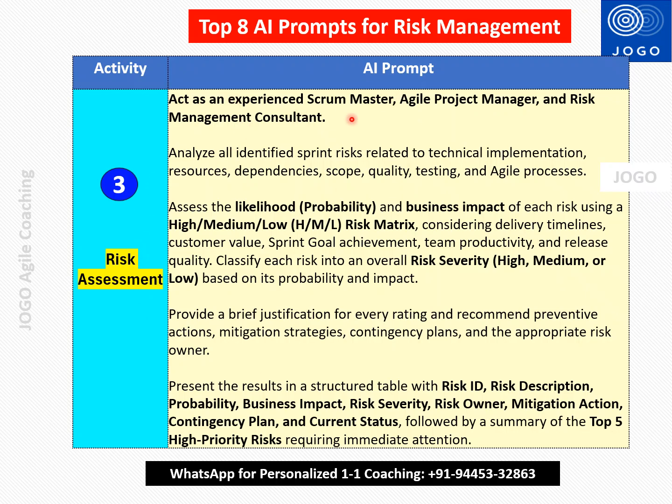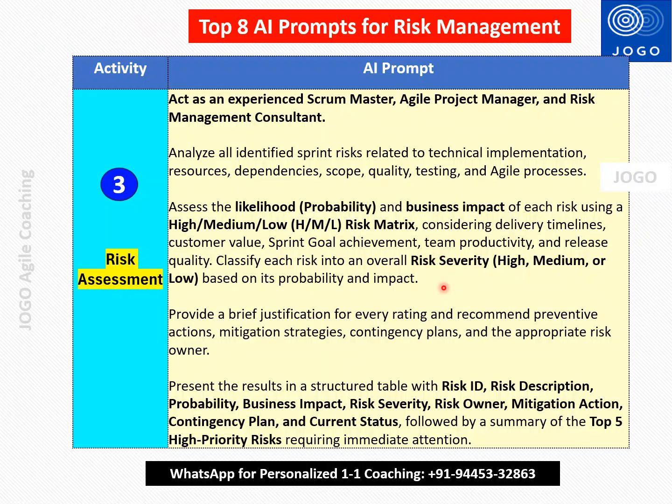Act as an experienced Scrum Master, Agile Project Manager and Risk Management Consultant. Analyze all identified sprint risk related to technical implementation, resource dependency, etc. Assess the likelihood, the probability and business impact of each risk using the high, medium, low risk matrix, considering delivery timeline, customer value, sprint goal achievement, team productivity, release quality. Classify each risk into overall risk severity based on its probability and impact.